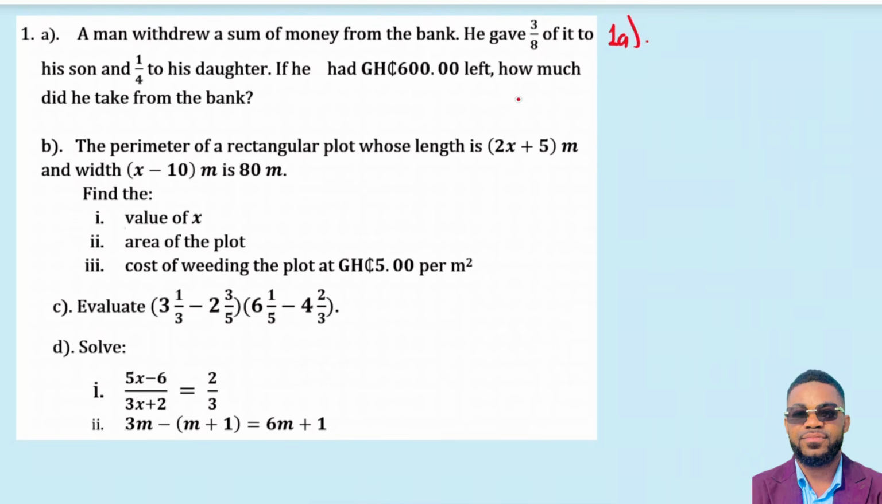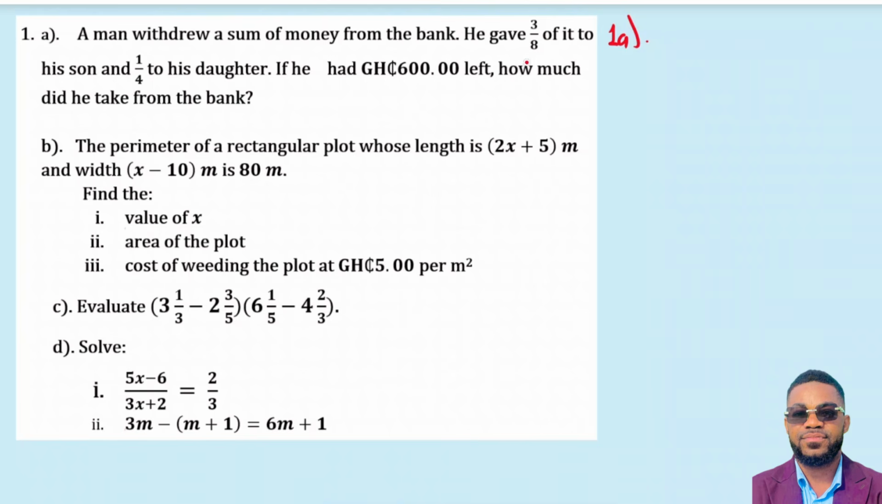Now, before we solve this question, this is what you're supposed to know. When it comes to fractions, the total fraction is always going to be 1. So in this case, the amount that the man withdrew from the bank in terms of fraction is equal to 1. That is what you're supposed to know. Now, we have to get the total fraction spent. Then we know the fraction left. And then we continue from there.